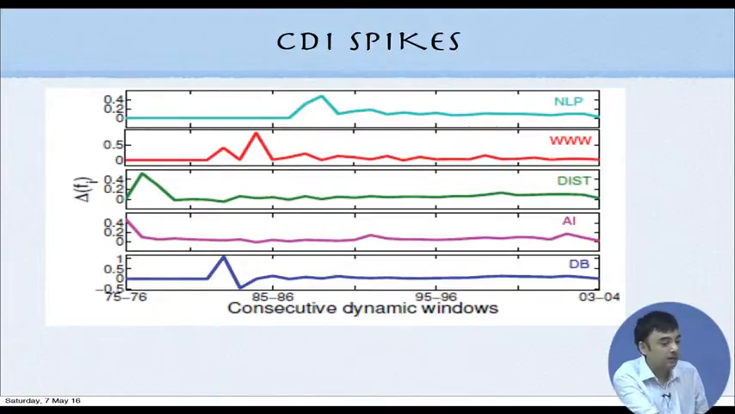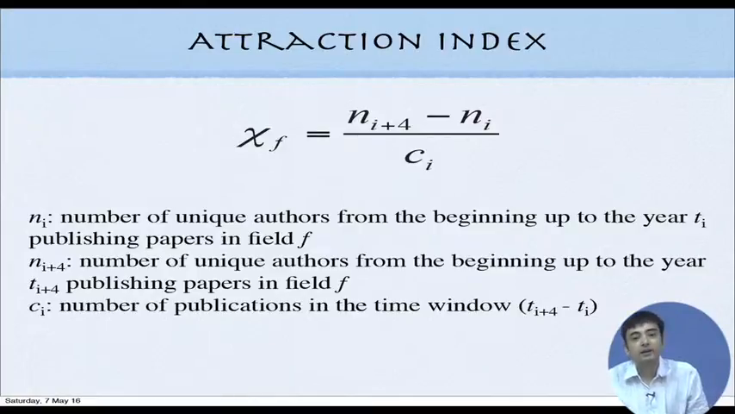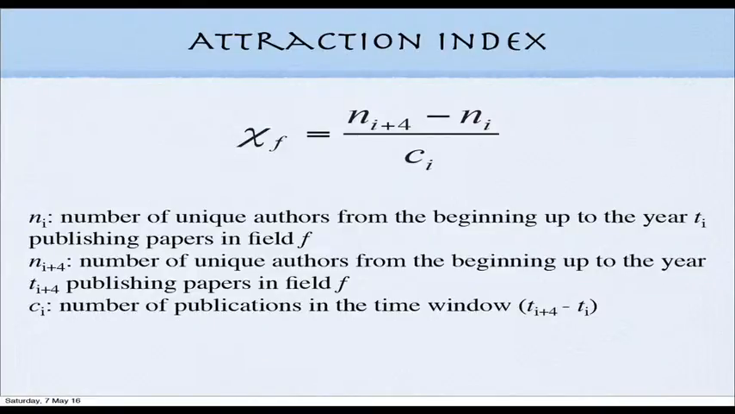In this way you can define various metrics to identify or to quantify the notion of similarity. The next measure that we will get introduced to is the number of new authors coming into a particular field.